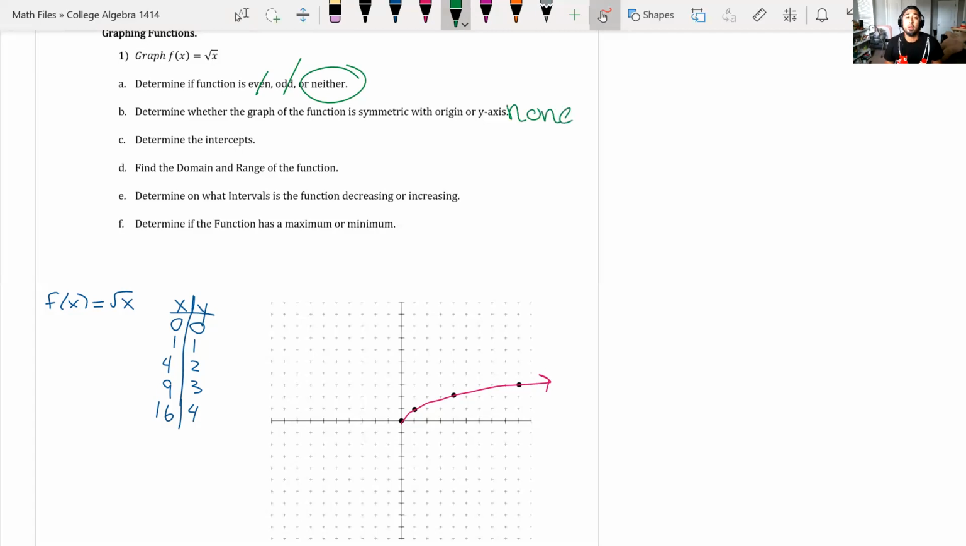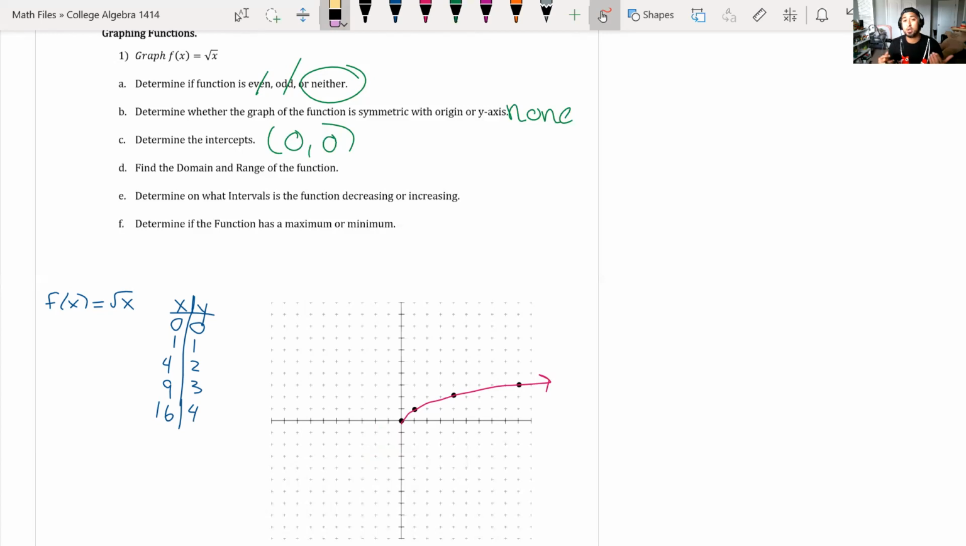There we go. Okay, and then next says determine the intercepts. All right, well, we see by looking at the graph, we only have an intercept, an x-intercept, and a y-intercept are both at 0, 0. Okay.